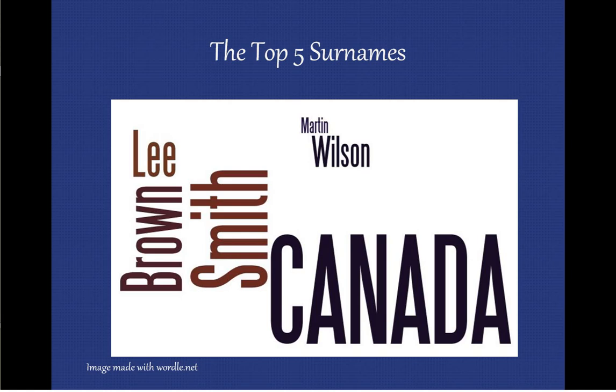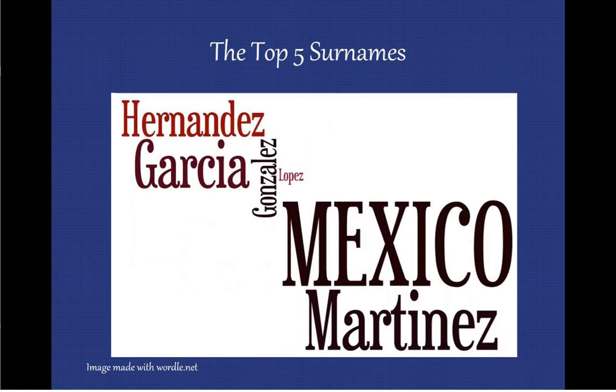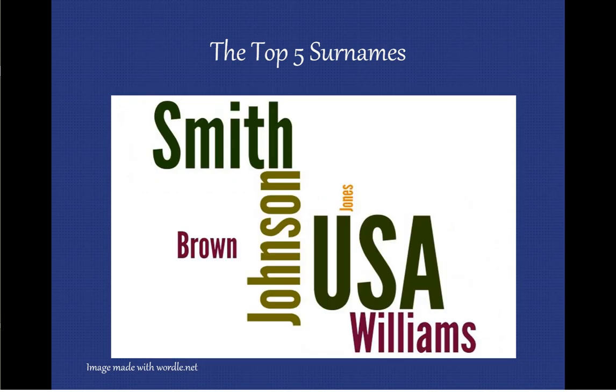The top 5 surnames in Canada are Smith, Brown, Lee, Wilson, and Martin. The top 5 surnames in Mexico are Martinez, Garcia, Hernandez, Gonzalez, and Lopez. The top 5 surnames in the United States are Smith, Johnson, Williams, Brown, and Jones. And 1 in every 25 people in the United States has one of those surnames. As of the 2000 census, over 2.3 million people in the United States had the surname Smith.